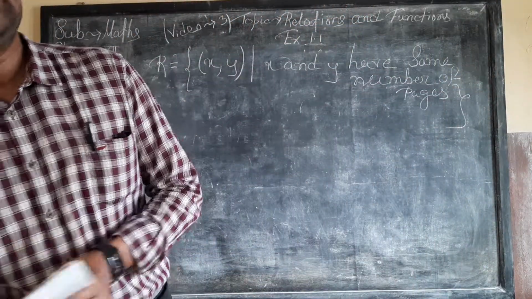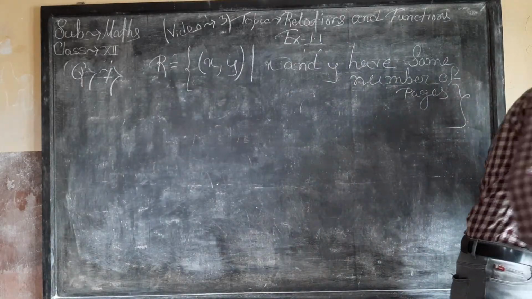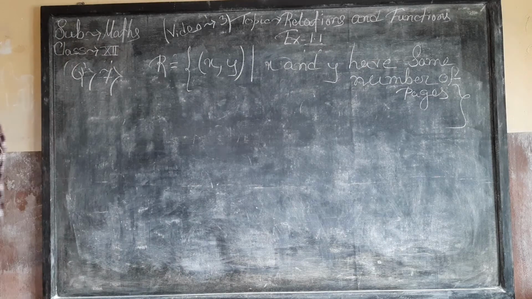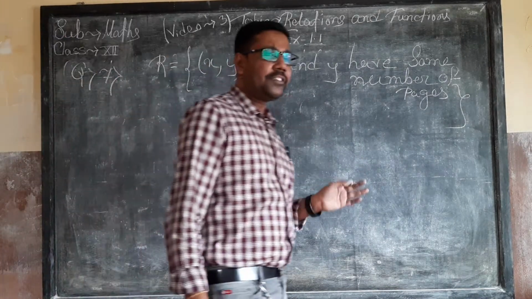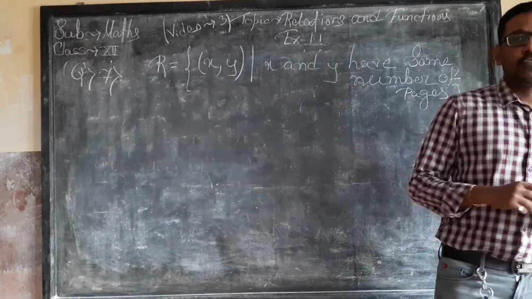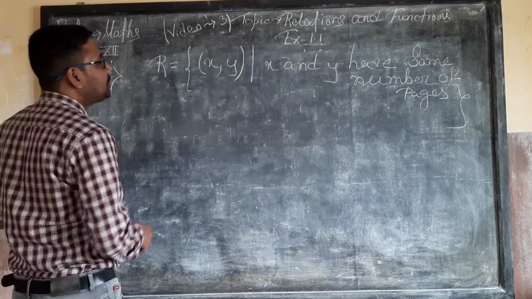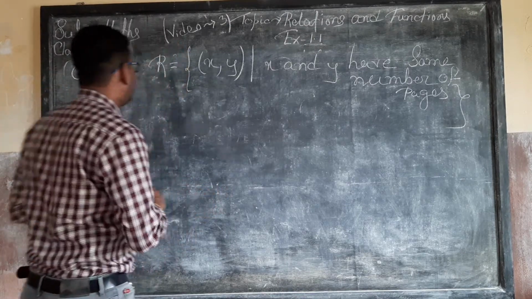That means R must also satisfy the reflexive criteria, the symmetric criteria, and the transitive criteria of a relation. Then this relation is called an equivalence relation. So first, let's try to prove whether this relation satisfies the reflexive criteria or not.